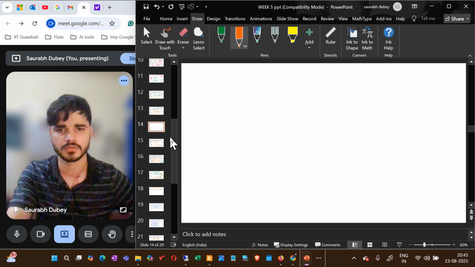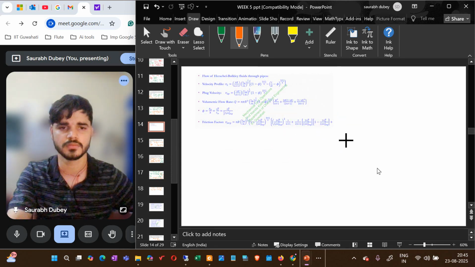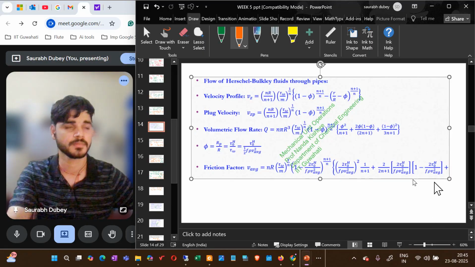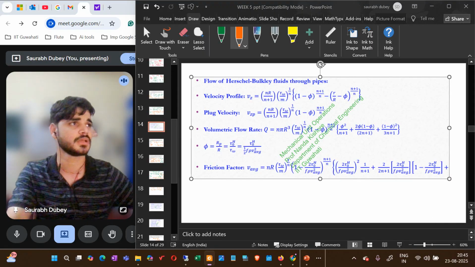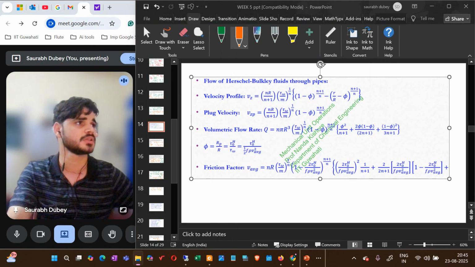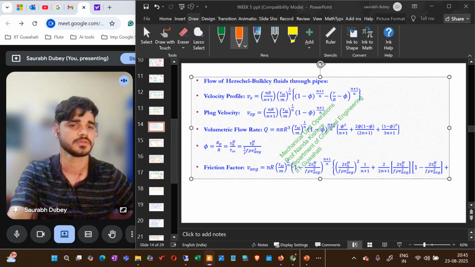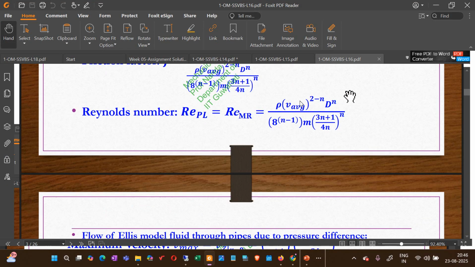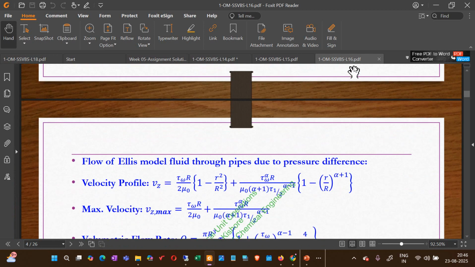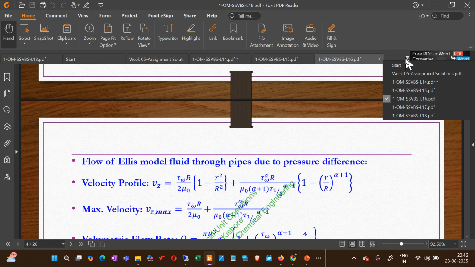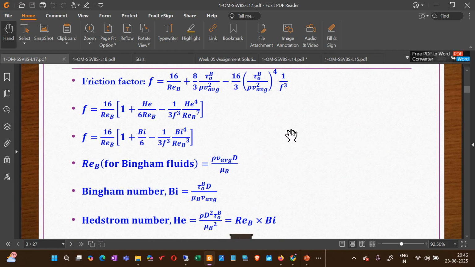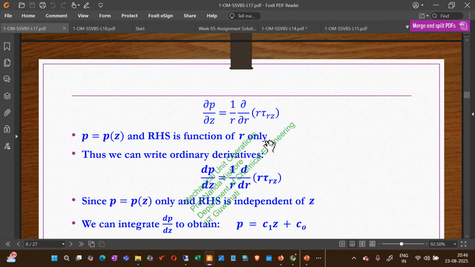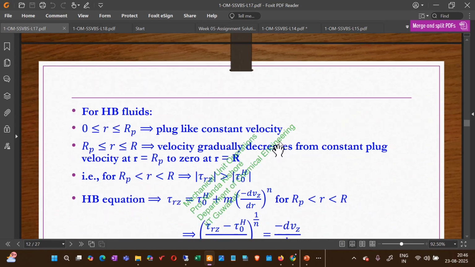After this also there are some values. I think this is not complete. What I'm saying is, in case of Herschel-Bulkley, if you see this one, here, this Herschel-Bulkley fluid, after the derivation, these are the main equations that are general in nature.